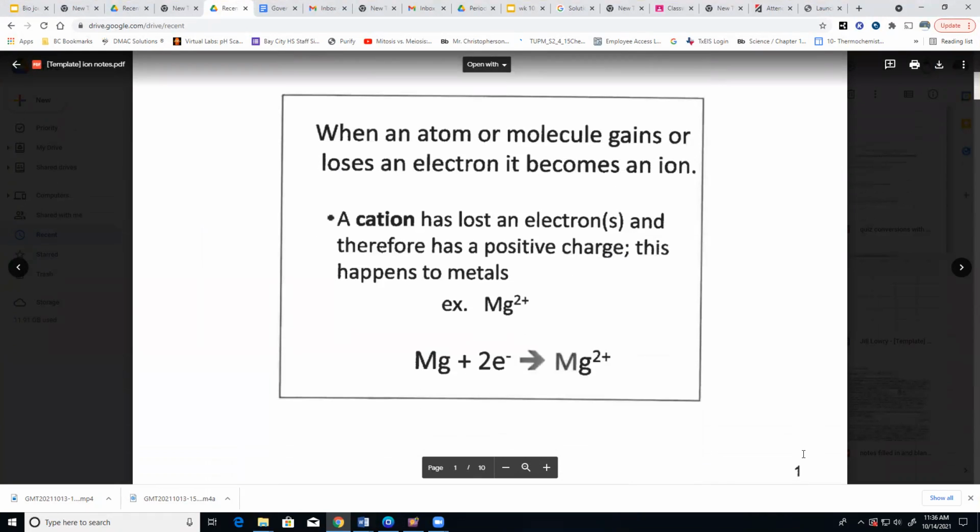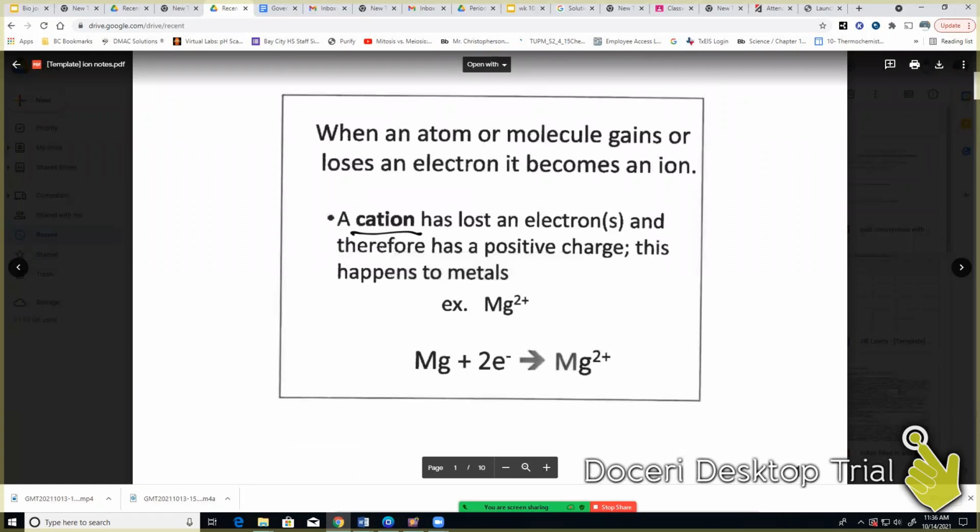All right, so when an atom or molecule gains or loses an electron, it goes from being a neutral atom to being an ion. Cations, or some people say cat-ions, have lost an electron, and now they have a positive charge because they're losing something negative. The way I remember is that I think of that t as a plus sign, and that helps me remember that these are the positive ions. And this is what happens to metals.